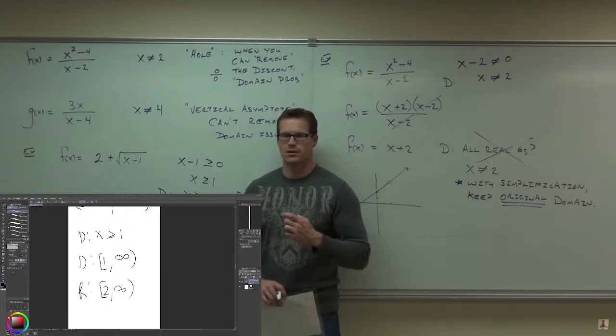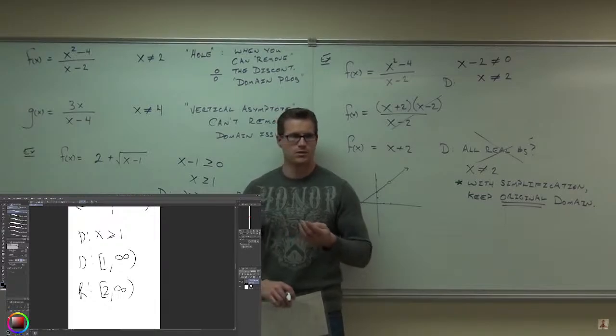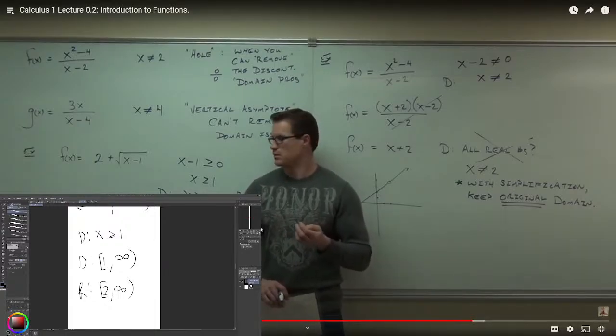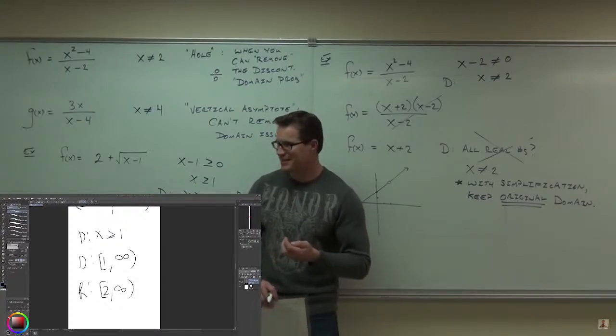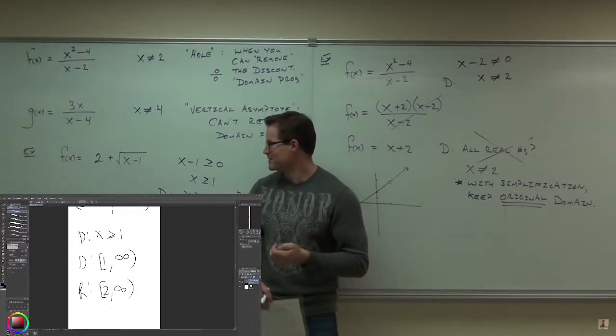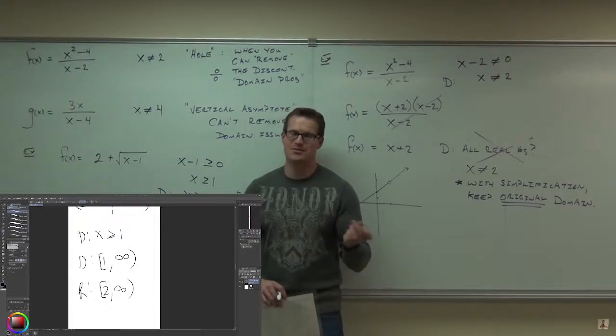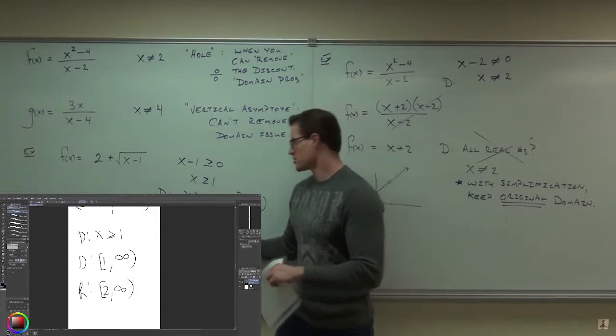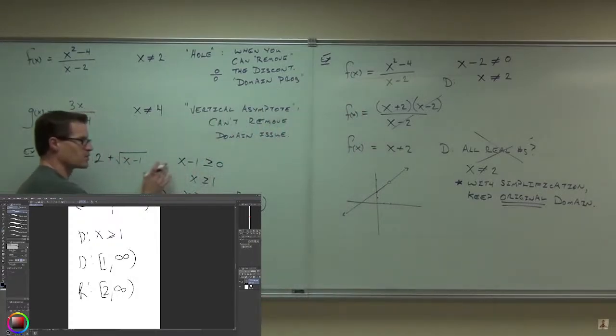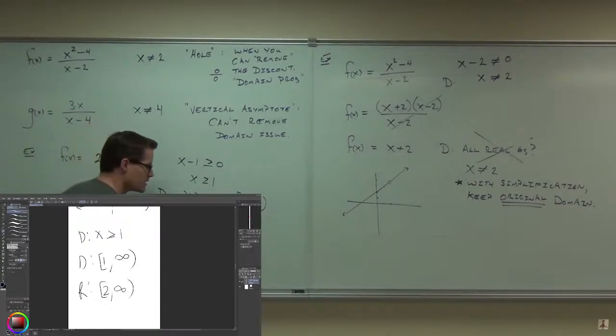Pick 2. What's 2 going to give you? 3. Or pick something bigger. Pick 10. I don't care what you pick. Pick 5. What's 5 going to give you? Ah, there you go. Are we getting bigger or smaller than this? So as I plug in bigger and bigger numbers towards infinity, this is getting bigger and bigger towards infinity. So my range goes from 2 to infinity.